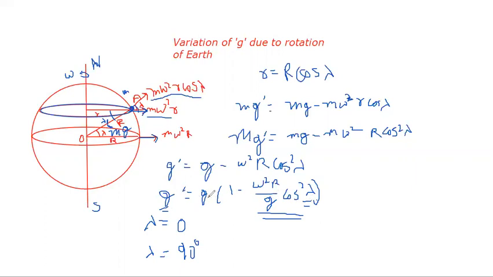So at the surface of the Earth, you will get the maximum value of acceleration due to gravity at the poles, and the minimum is at the equator. Okay.